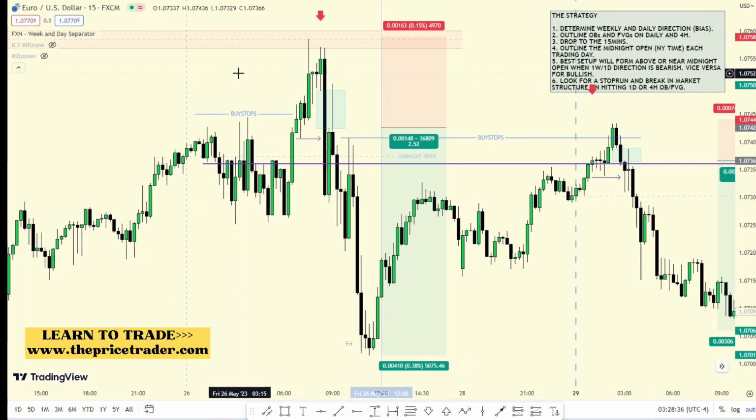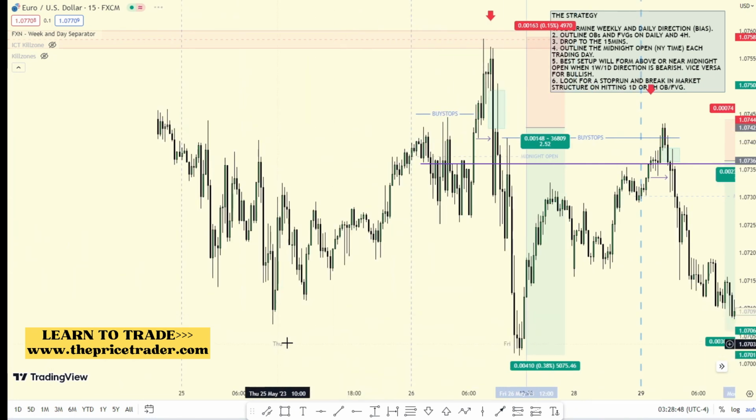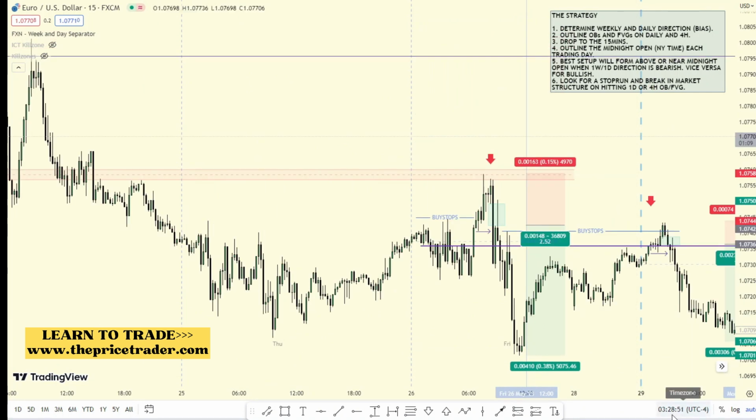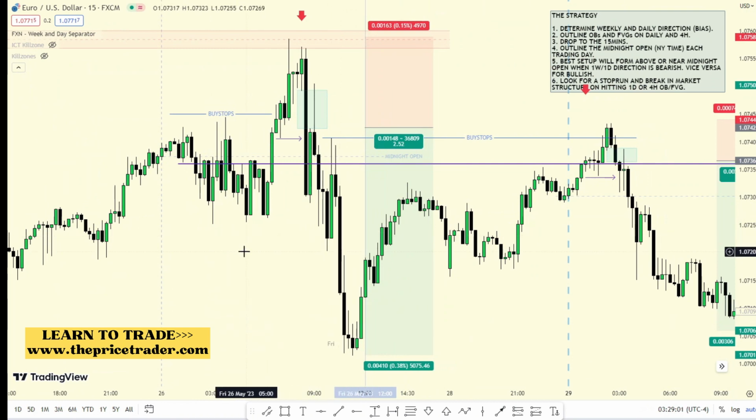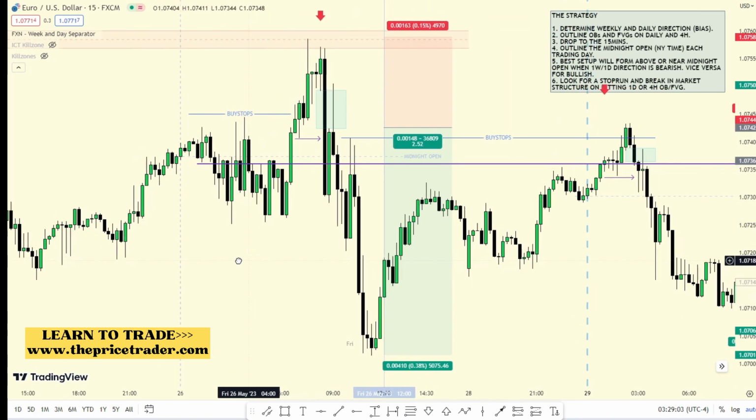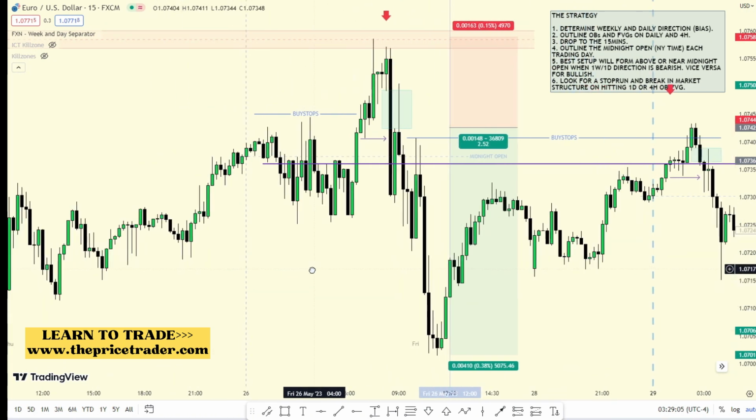So what you want to do is actually outline the midnight open. So midnight open is actually, this is the week and day separator. So it will separate for you. This Friday, it will show you Thursday. So between this kill zone, it will show you from midnight to the next day midnight. So in between is just the entire day New York time. So it is very specific time zones. So you want to be actually very specific in your strategy.